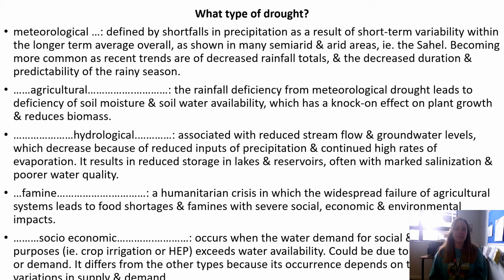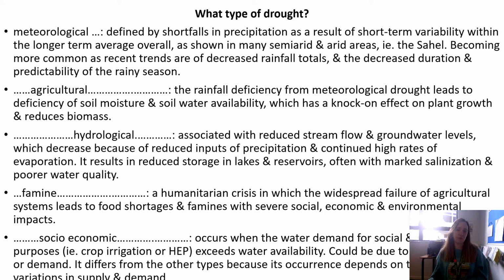And then these two should probably go the opposite way around, really, but socioeconomic drought is where there isn't enough water for crop irrigation, hydroelectric power, and that can have an impact on demand. So there's more demand than there is supply. And in some parts of the world, this can actually lead to conflict breaking out.